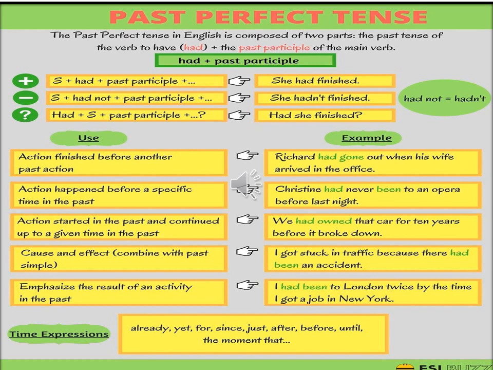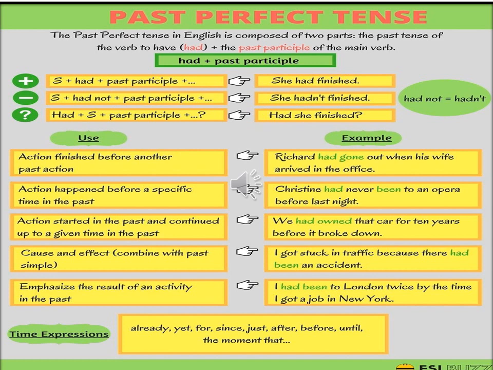Now look at this sentence in this context. Richard had gone out when his wife arrived in the office. See, the action of Richard going out happened first, so that is why that action is expressed by using past perfect tense. And the second clause, when his wife arrived in the office, the arrival of the wife in the office happened later, so that is why this action is expressed by using simple past tense.